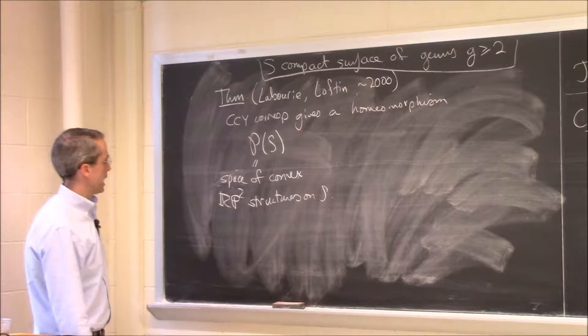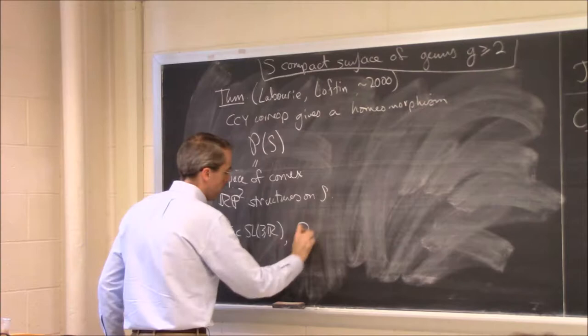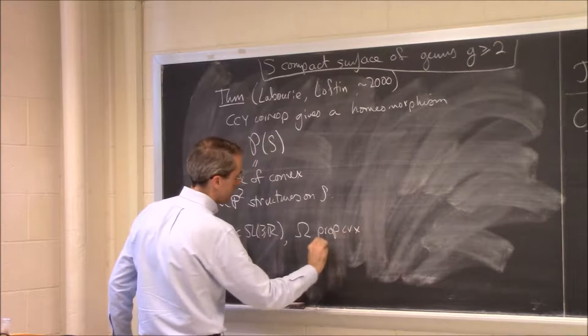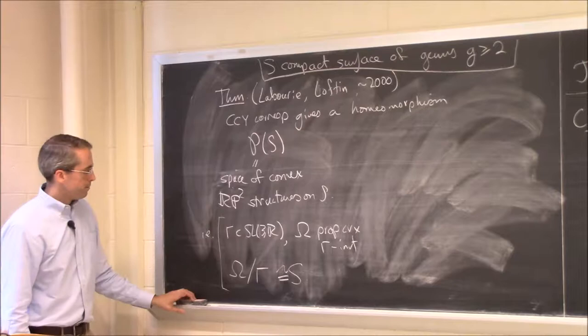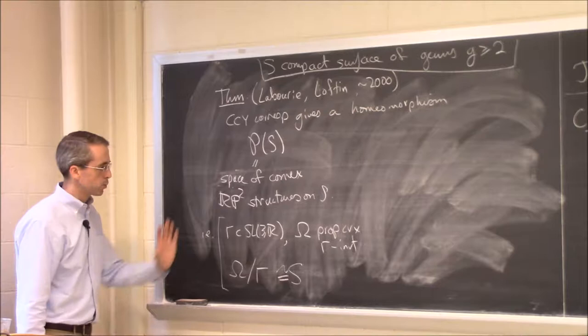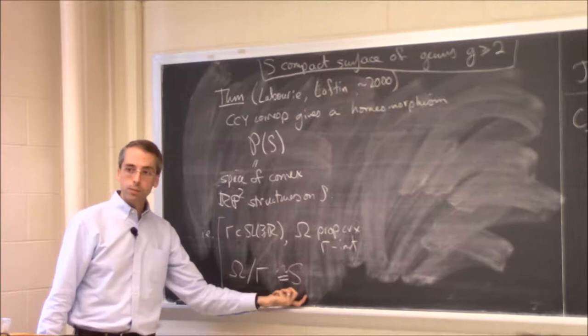And what is such a thing? It's where you have a subgroup of SL3R, a discrete group Gamma, and you have Omega properly convex and Gamma-invariant such that Omega mod Gamma is a surface of type S. Okay, so that'll be my working definition of what a convex RP2 structure on a surface is. It's when you have one of these properly convex domains that is highly symmetric. There is a huge countably infinite group that will end up being isomorphic to the fundamental group of the surface, acting on it, and the quotient is of type S.